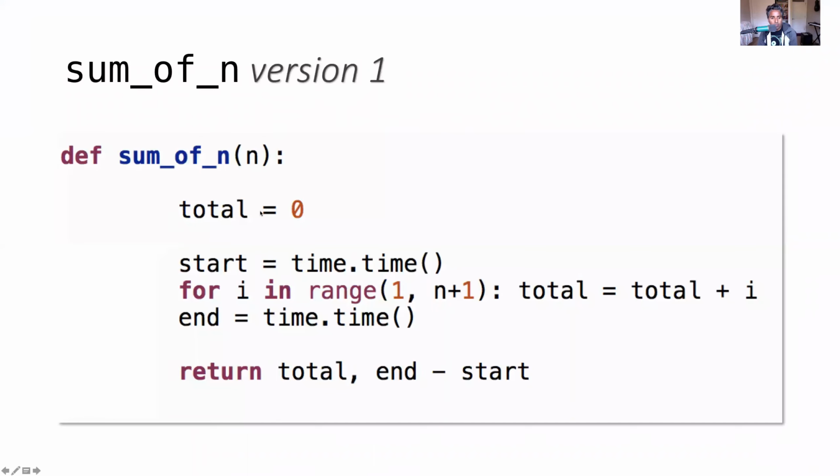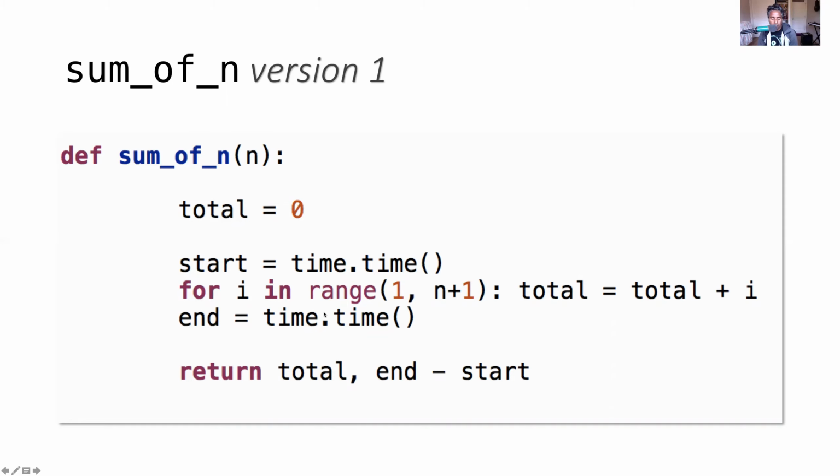So this is total equals 0. Then I start my timer. I'm using Python code right now, but don't worry about the details. Then I'm writing a for loop, calculating the total by adding to the current total, and then end the timer, and then return the total and the end minus start. So that's one way of doing it, right?